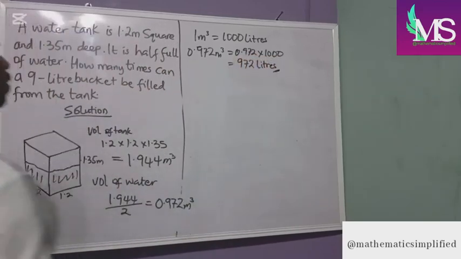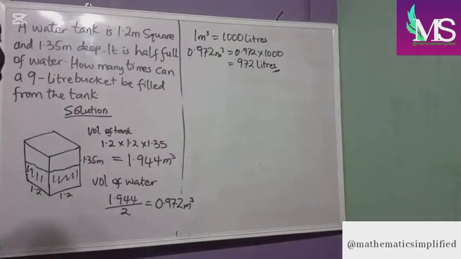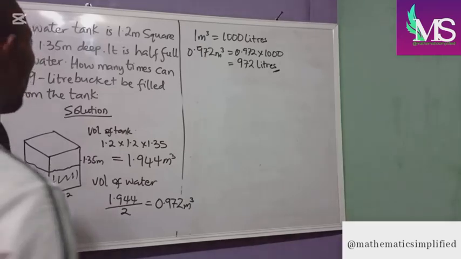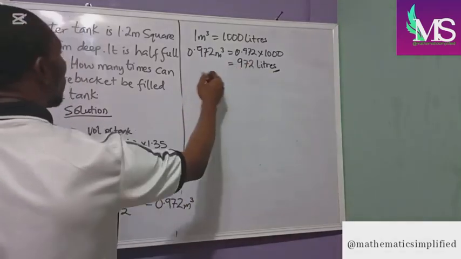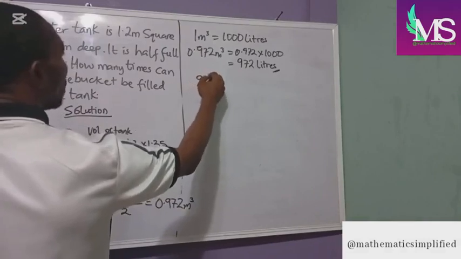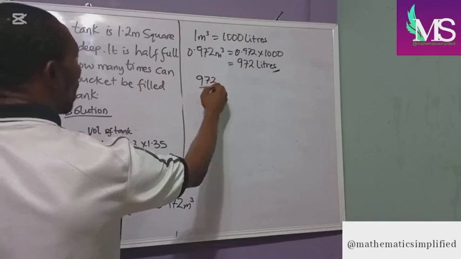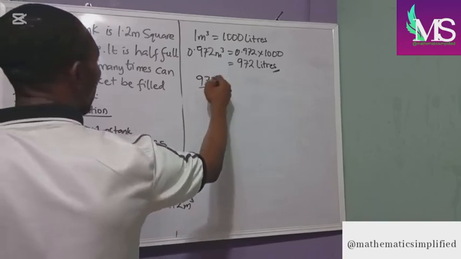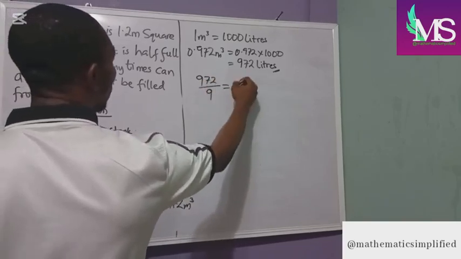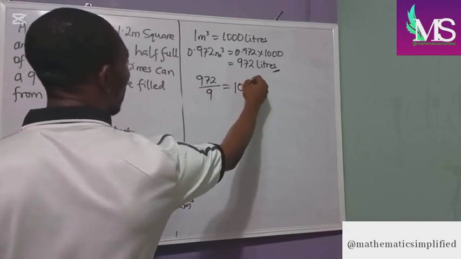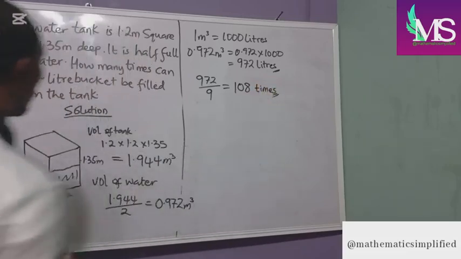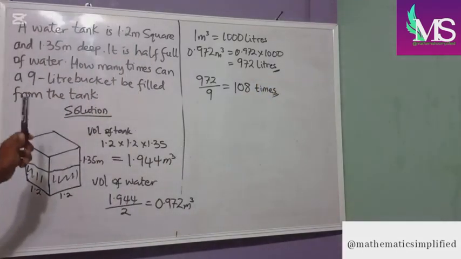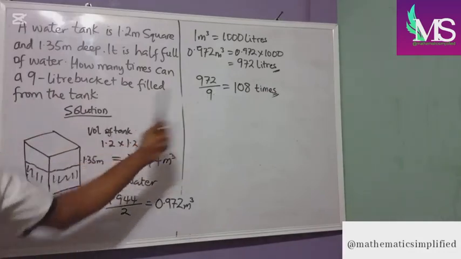So if we have 972 liters of water in the tank, then how many times can we fill the 9-liter bucket out of this? This will become 972 divided by 9, which will give us 108. So we can get a 9-liter bucket of water to be filled from that tank 108 times.